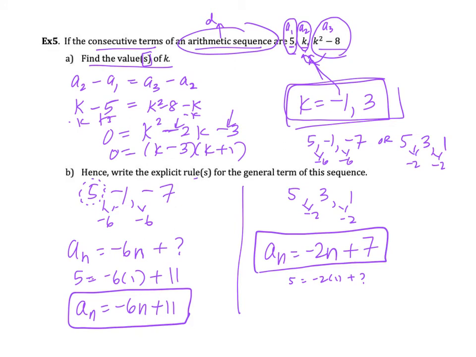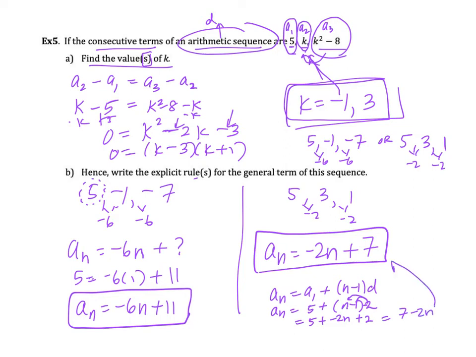If you don't like this, I haven't really showed you, but you could use the formula. If you don't like the linear method, you're going to say a sub n equals a sub 1 plus n minus 1 times the common difference. So I'm trying to find a sub n. I have my first term, which is 5. I'm going to plug in my common difference, which is negative 2. So I get 5 plus negative 2 times n, which is negative 2n, negative 2 times negative 1, which is plus 2, and again, I get the same thing as just doing it algebraically or linearly with the slope.